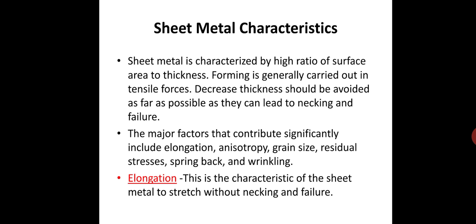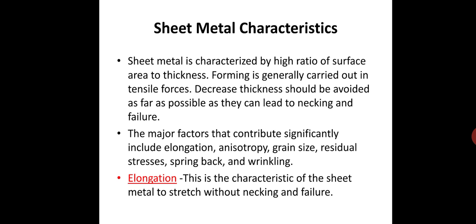Let's see the characteristics of sheet metal. Sheet metal is characterized by a high ratio of surface area to thickness. Forming is generally carried out with tensile forces. Decreased thickness should be avoided as far as possible, as it can lead to necking and failure. The major factors that contribute significantly include elongation, anisotropy, grain size, residual stresses, spring back and wrinkling.